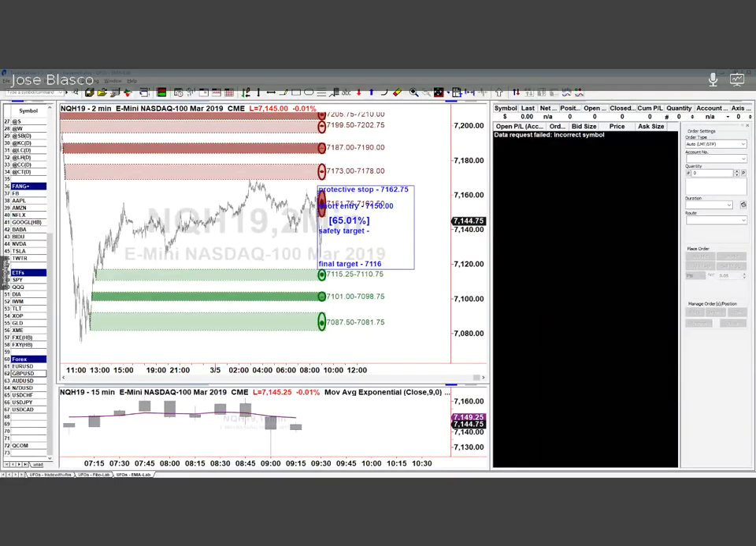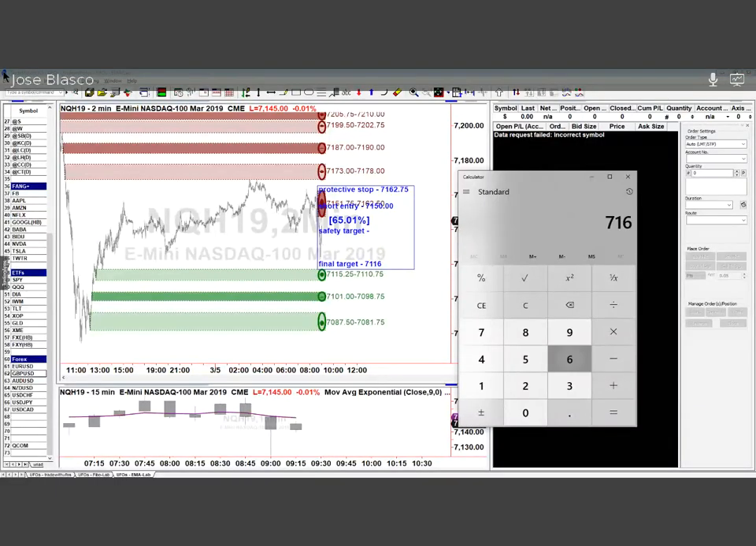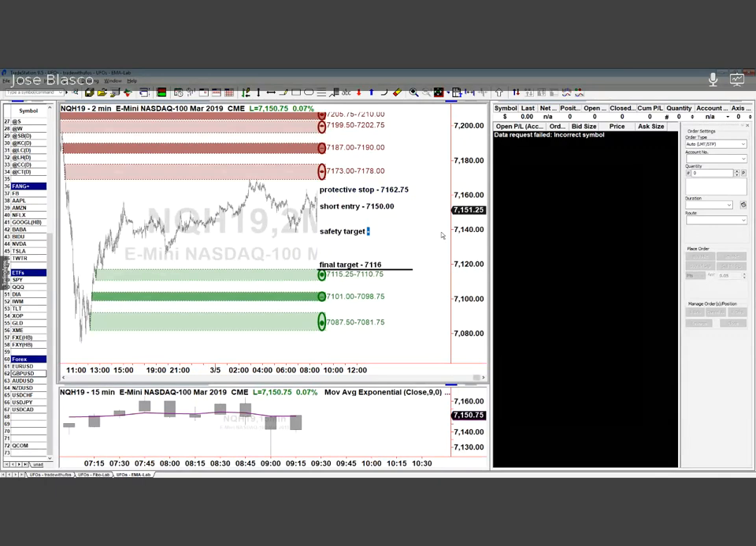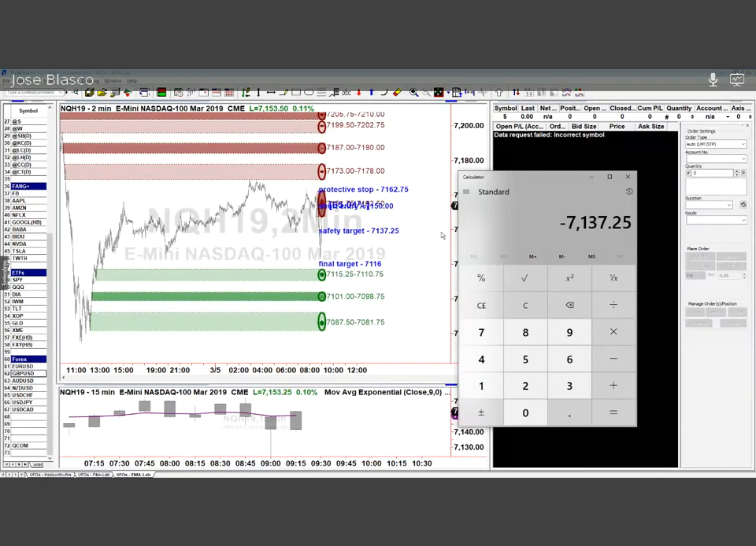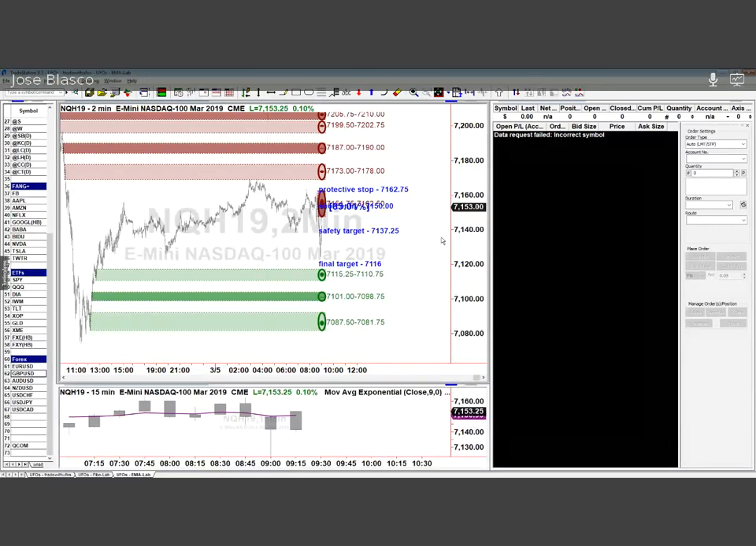So if the stop is 71.62.25 and the entry is 71.50, we're talking about 12.75 points of risk. If I was to project this to the downside, starting at 71.50, that will give me a safety target of 71.37.25. Is that what I said? Yes, and that would be the plan for the trade.